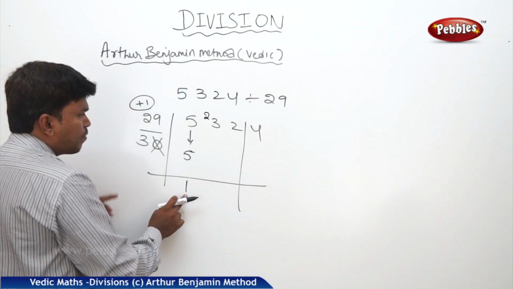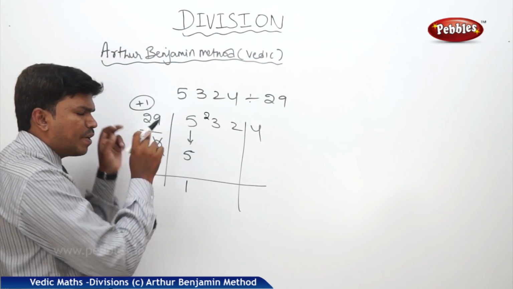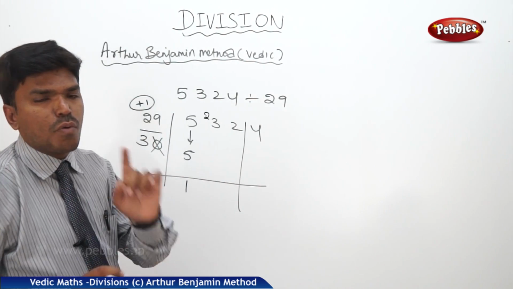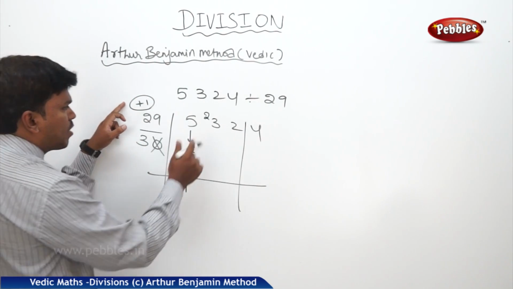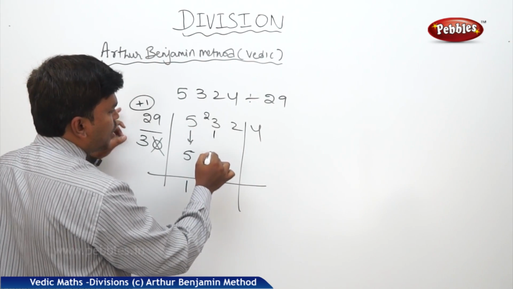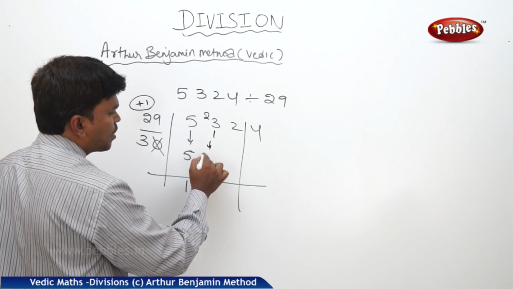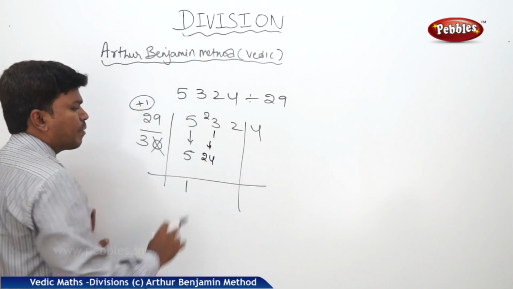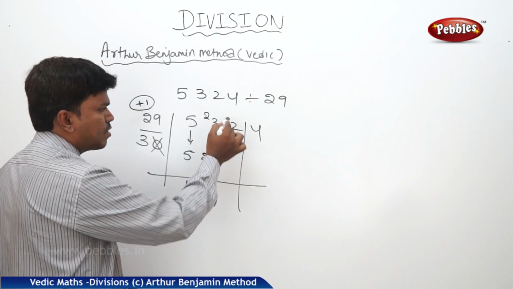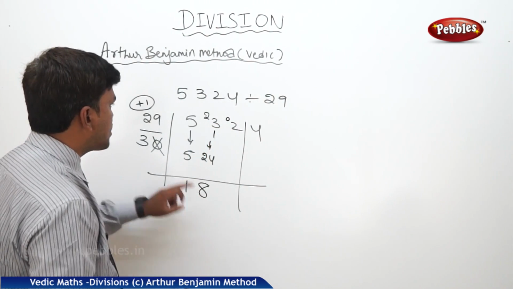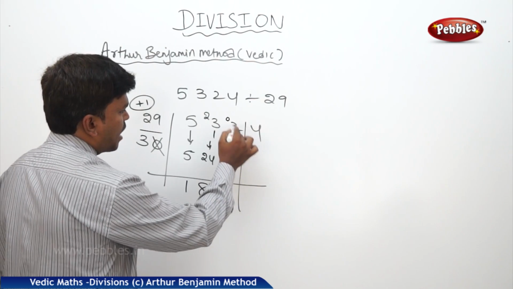Now 1 should be multiplied with the complement here. Every time the quotient figure should be multiplied with the complement and added to the next number. 1 into 1 will be 1. 23 plus 1 is how much? 24. Now 24, how many times does it go in 3? 8 times. So what is the remainder? 0. Exactly it goes. Now 8 into plus 1, 8. Add it to the next number.